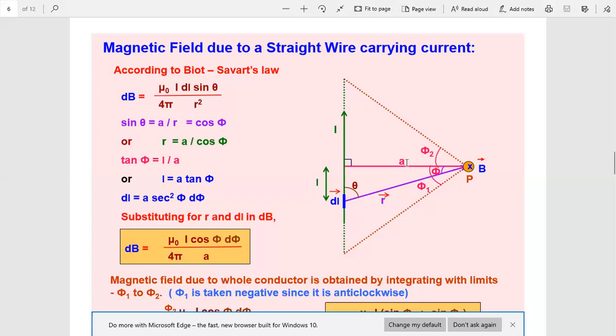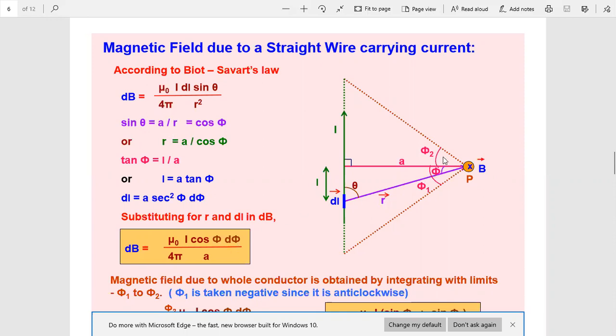Now A is known, that is, the perpendicular distance from the current-carrying conductor to the point where the magnetic field strength is to be determined. So this is known, but r is not known. This is arbitrary, so we have to eliminate r in terms of known quantities. We know that here sine theta equals A upon r, where A becomes the perpendicular and r becomes the hypotenuse. So sine theta equals perpendicular upon hypotenuse.